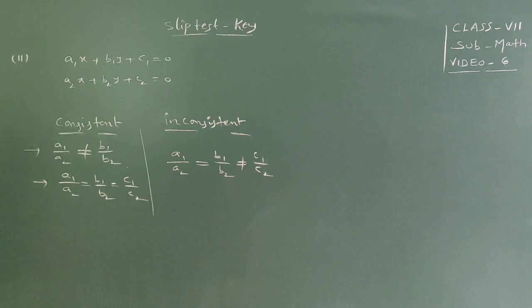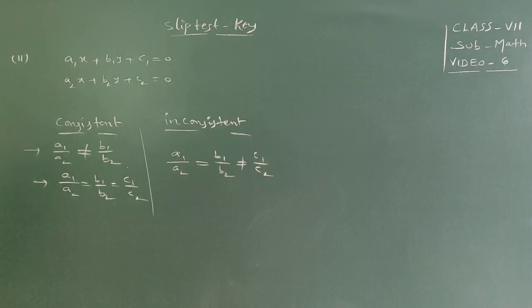In the 11th question, I asked for consistent with a unique solution, so A1 by A2 is not equal to B1 by B2 is the required solution. In the 12th one, the system of equations A1x plus B1y plus C1 equals 0, A2x plus B2y plus C2 equals 0 is inconsistent if A1 by A2 equals B1 by B2 but is not equal to C1 by C2.